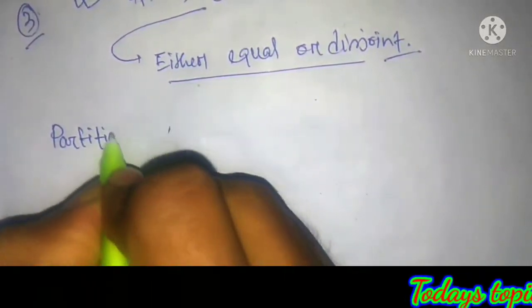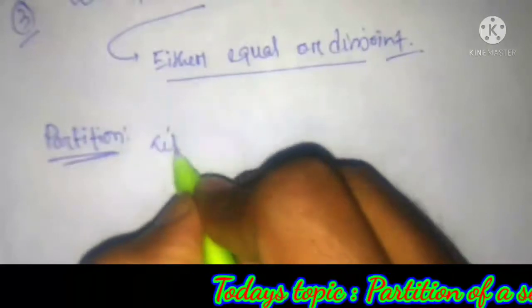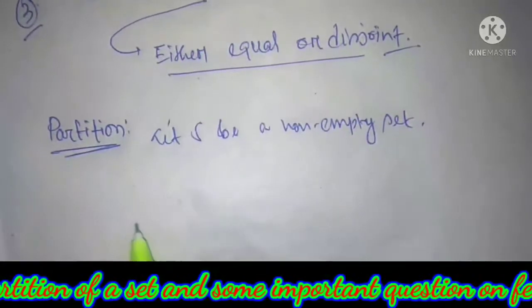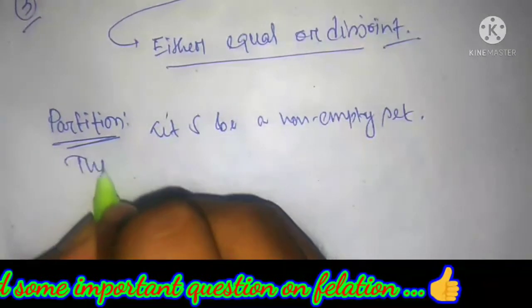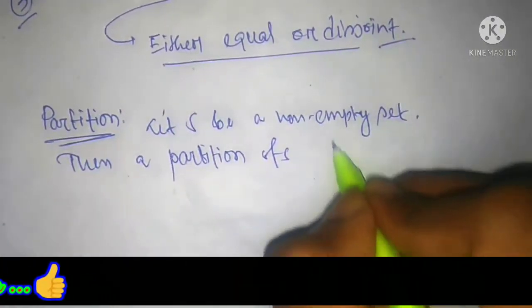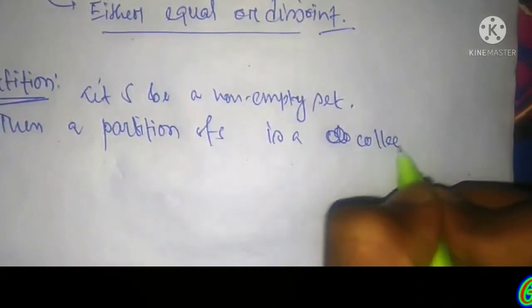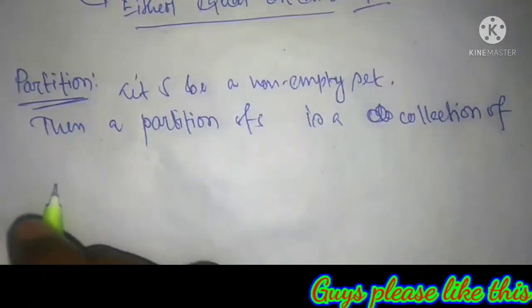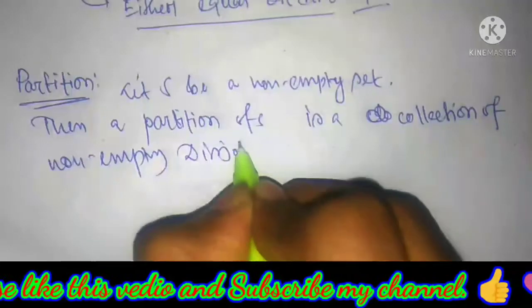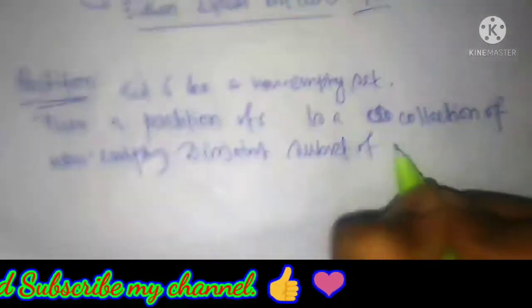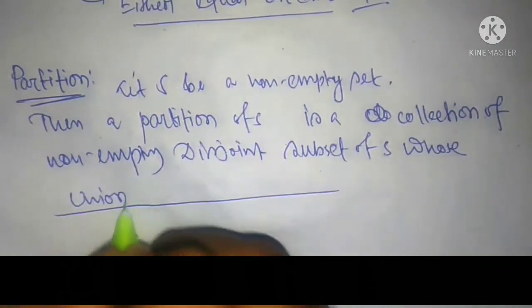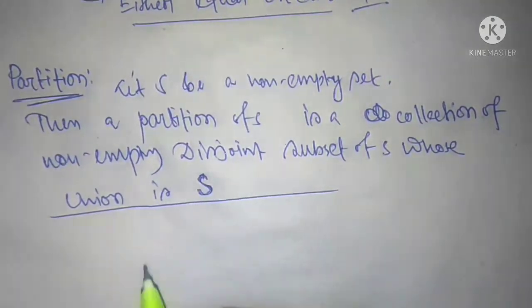Partition. What is a partition? Let S be a non-empty set. Then a partition of S is a collection of non-empty disjoint subsets of S whose union is S. Whose union is S. This is the most important thing.